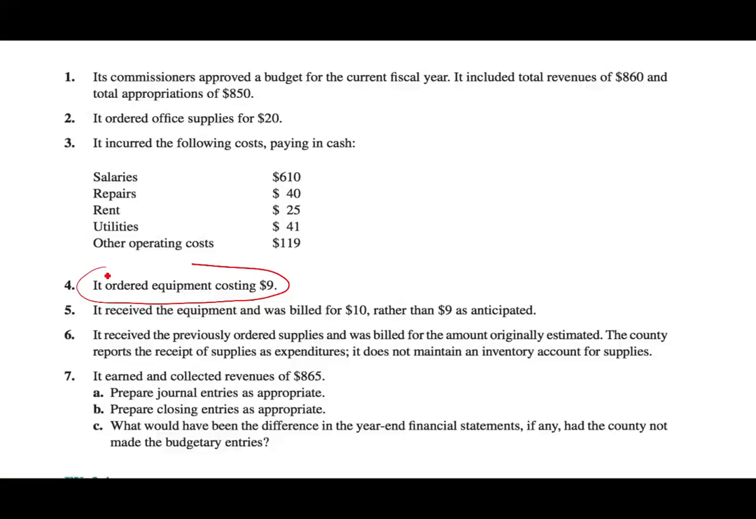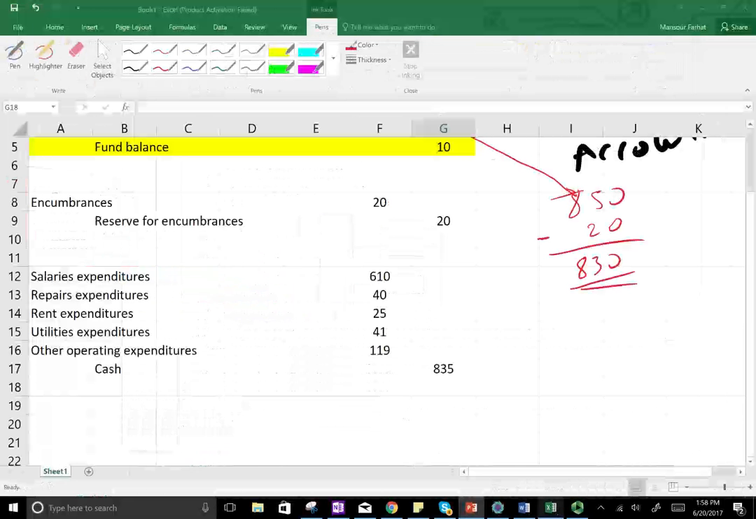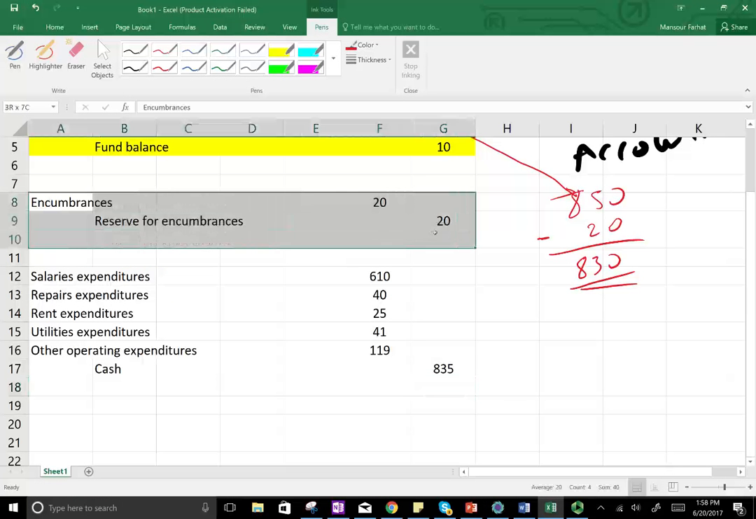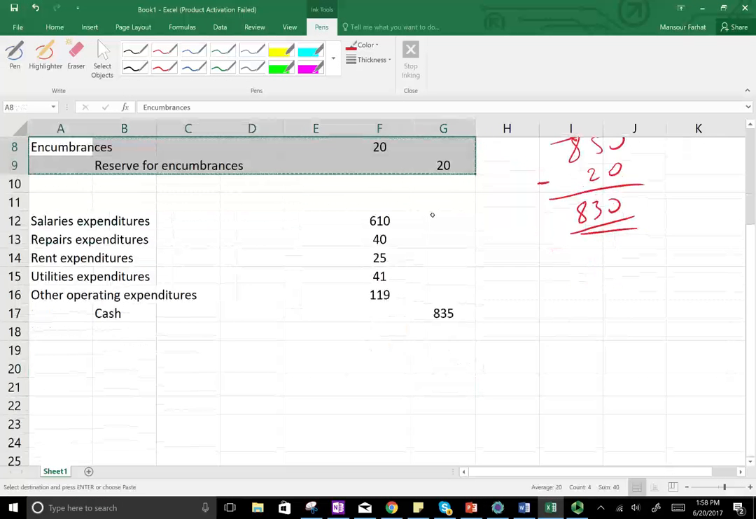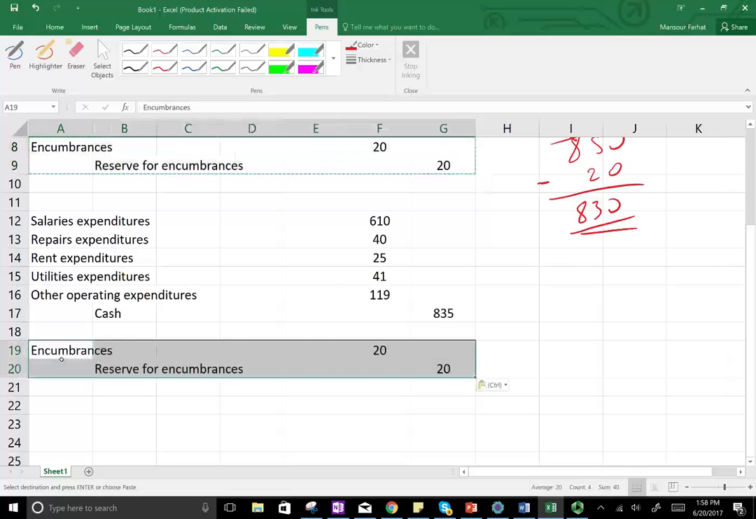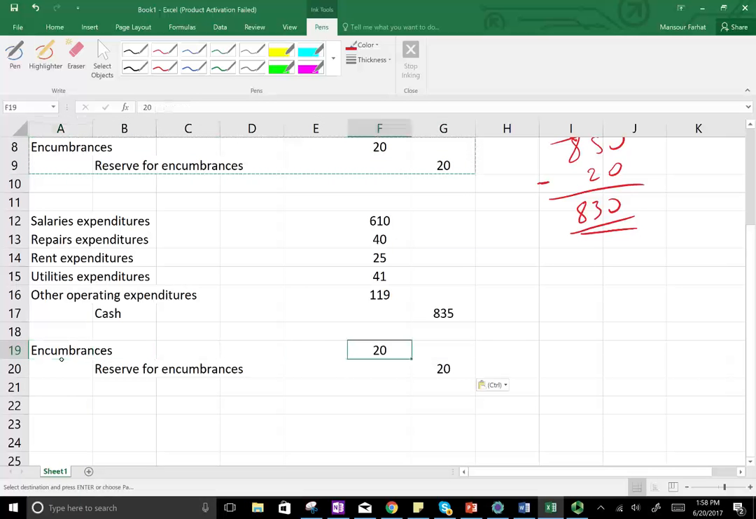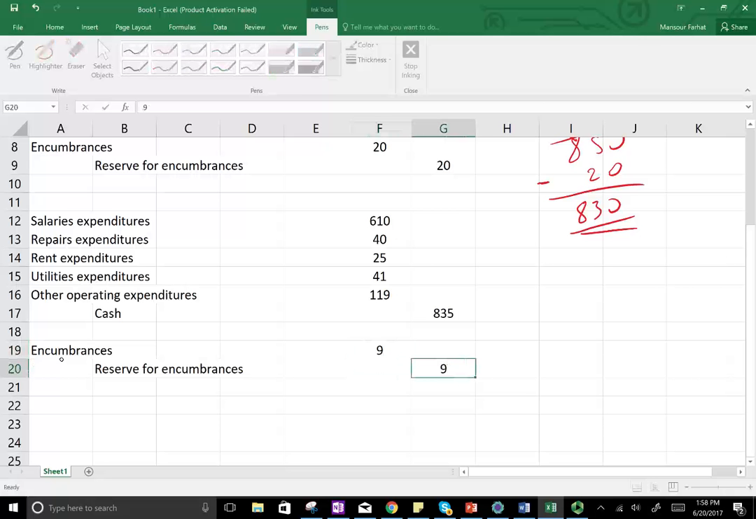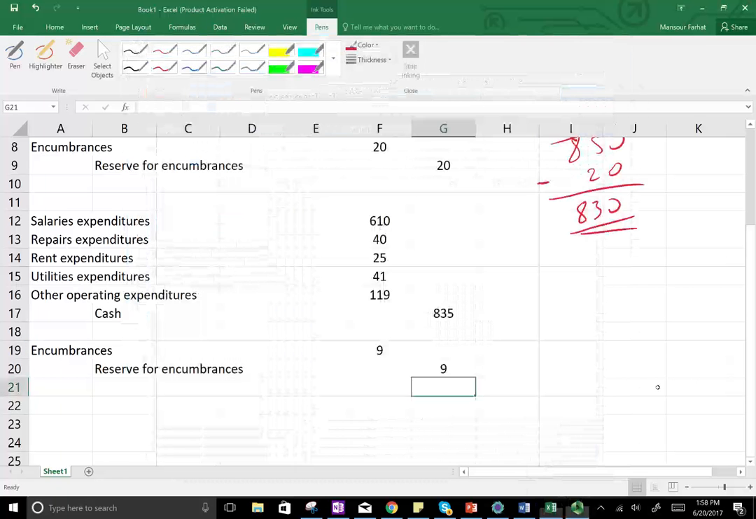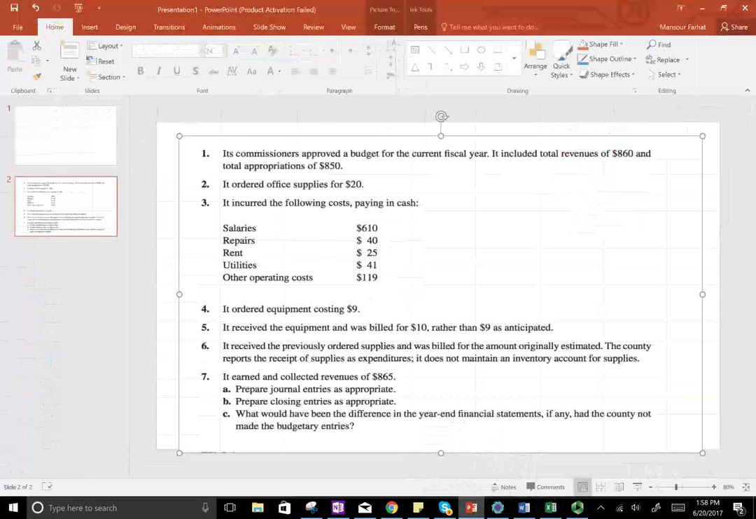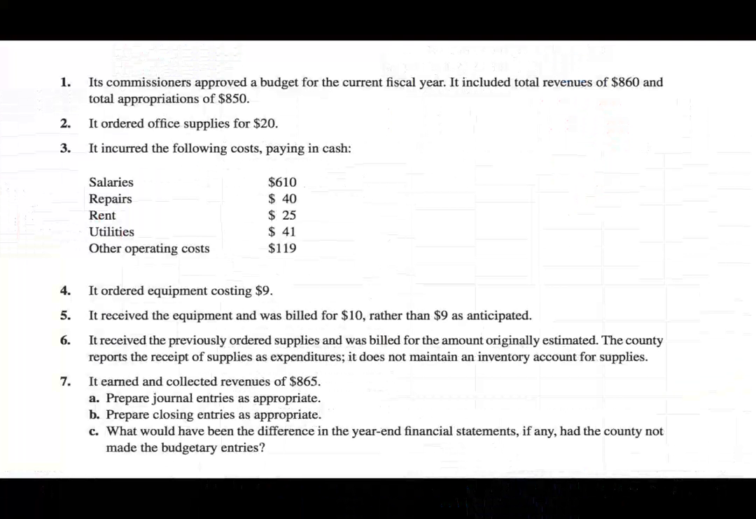We ordered equipment of $9. Once again, we just placed an order. What does that mean? All we have to do now is encumber the account, encumber the amount. So we're going to encumber the amount of $9 million, or $9, or $9,000, whatever you want to do, for the encumbrance.